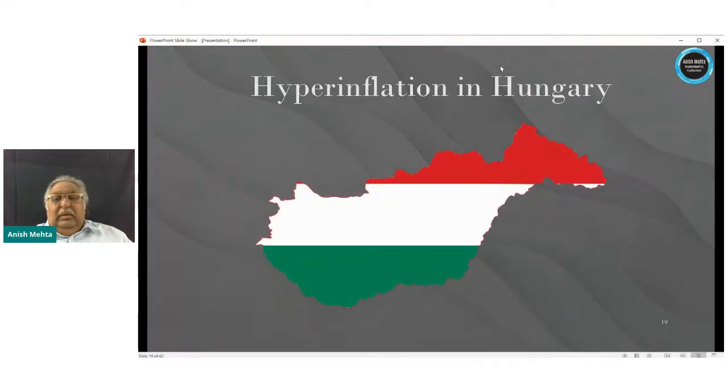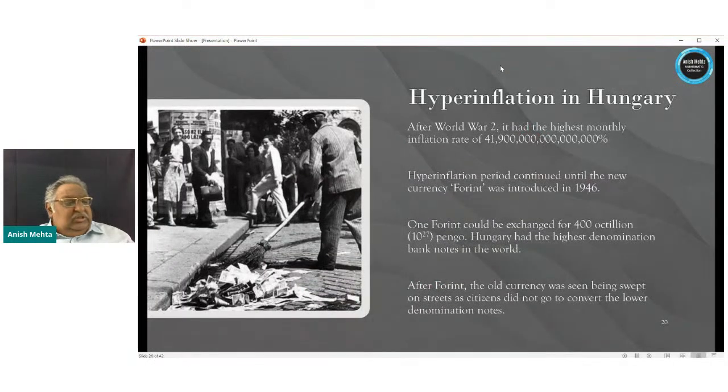Now, coming to Hungary. Hungary had one of the worst inflation periods you would see, which was after World War II. You see the inflation rate, which has reached, hard to speak it out, but it's a huge percentage of inflation. It stopped in 1946 when they issued a new currency by the name forint, and one forint was equivalent to 400 octillion pengo, which is 10 raised to 27. Hungary has the highest denomination banknotes in the world.